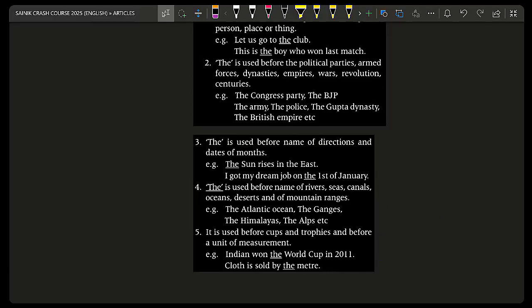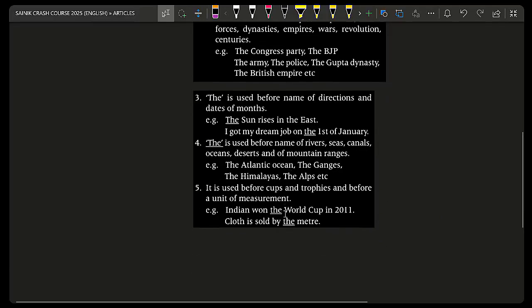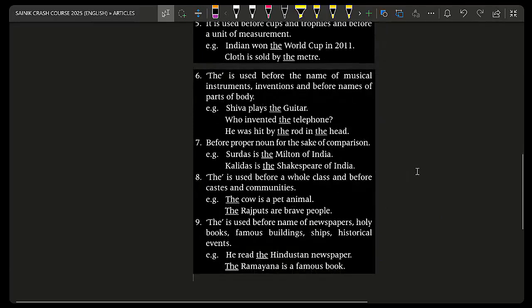And next uses of the. The is used before the name of musical instruments, inventions, and names of parts of the body. So you need to remember these three. Shiva plays the guitar. So the guitar is a musical instrument. Who invented the telephone? So telephone is an invention. He was hit by the rod in the head. Okay. So head is a part of the body and a rod is the specific thing that we use.